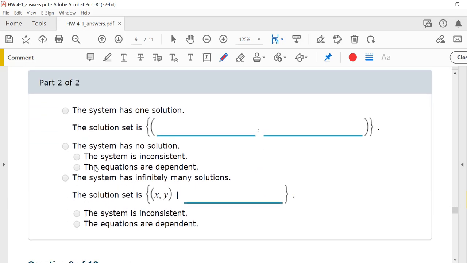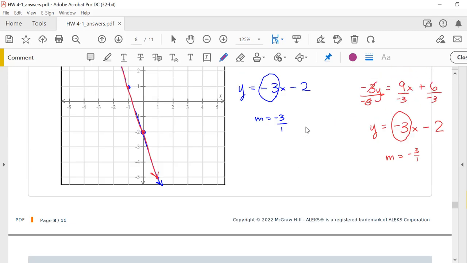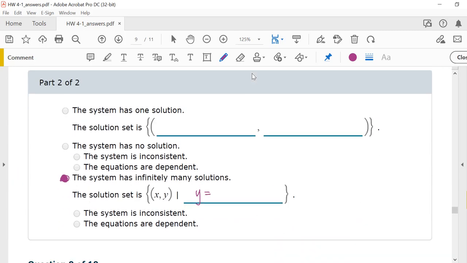Let's go look at what we have. The system has infinitely many solutions. The solution set is the set of all x, y such that, I don't know what it's wanting, but I'm assuming it wants y equals negative 3x minus 2. So the equations are dependent.